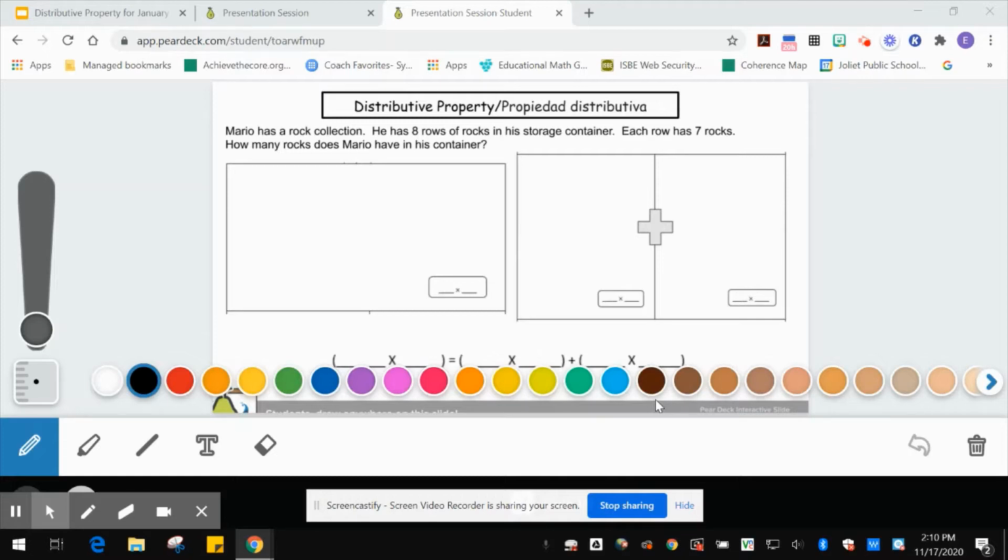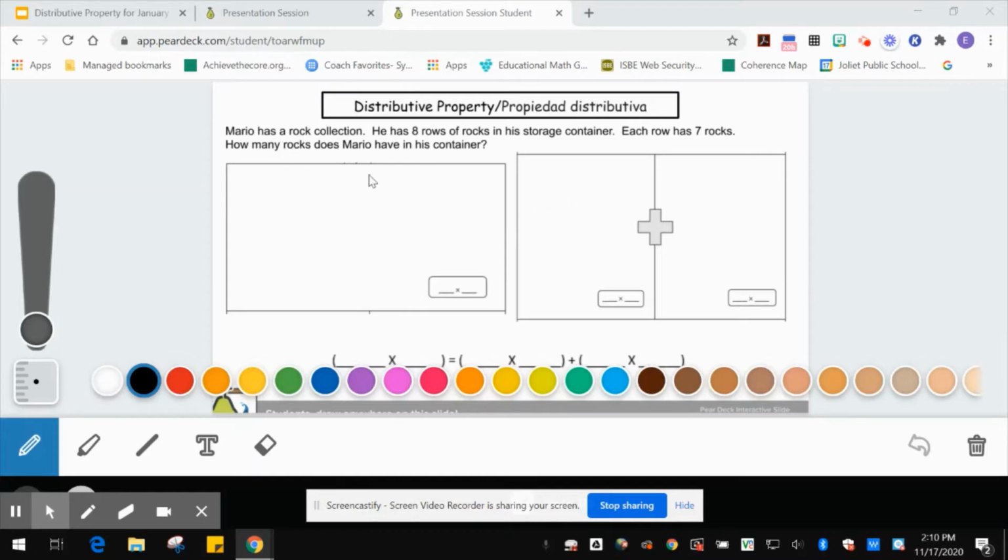Students may choose to use a graphic organizer similar to the one you see here. In the box on the left, students will build an array based on the situation in the problem. Then they will take and split that array, or decompose it, into 2 separate arrays to find an equation or equations that will help them solve the problem easier.